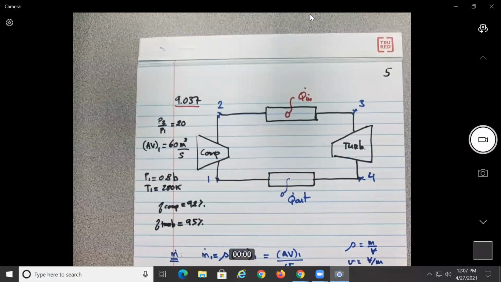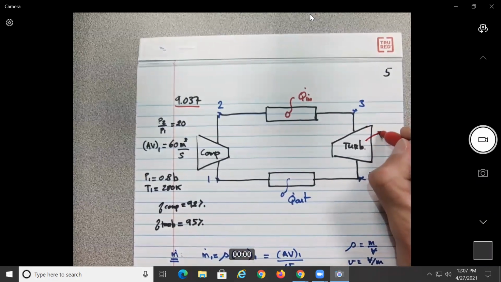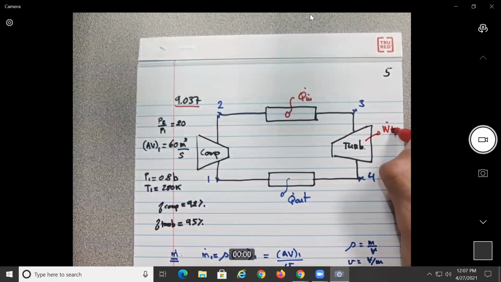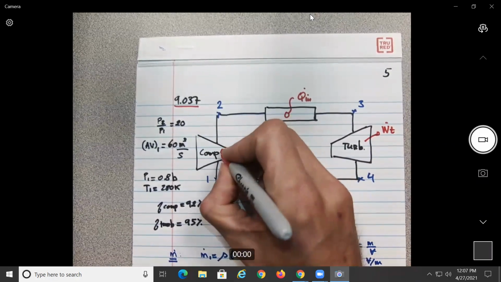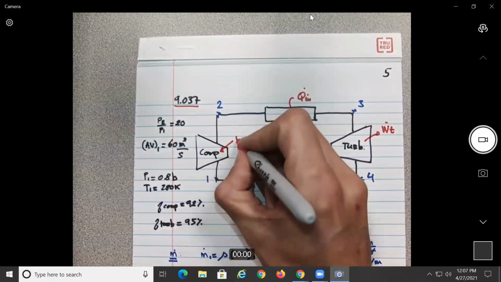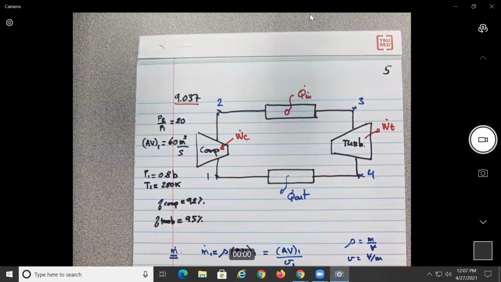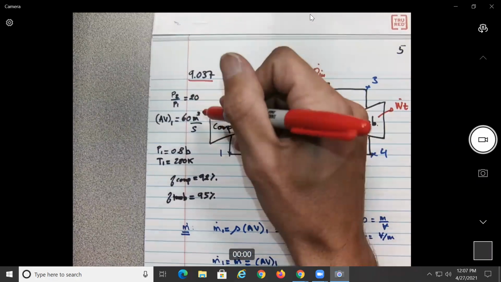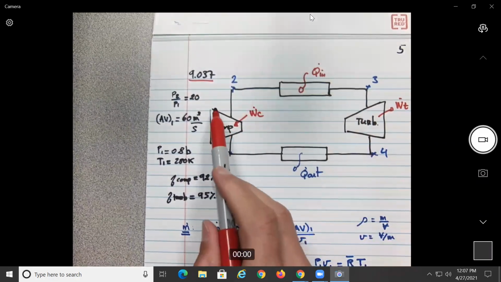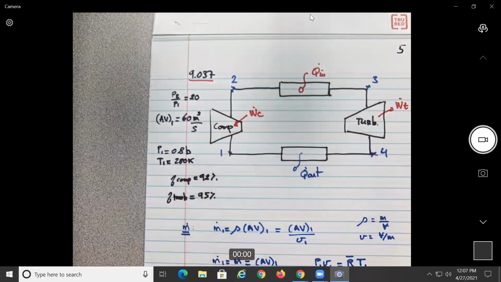So what we're gonna do next to change as before is that we know that the turbine generates power and we know that the compressor requires power, no? So it's the same as before, but let's try something different. This time we're gonna take as our control volume the compressor and the turbine.